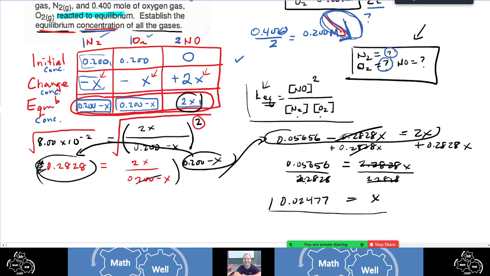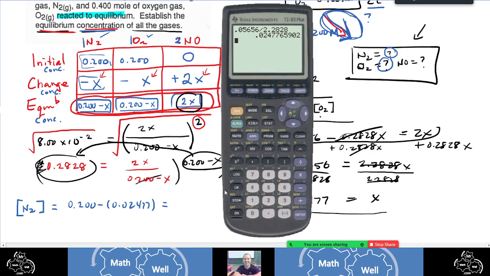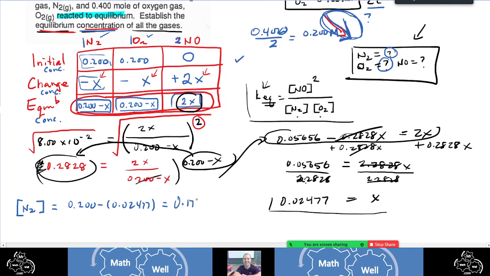So the concentration of N2 at equilibrium is going to be 0.200 minus 0.02477. That's what your actual concentration is going to be. So we found out that that little change is actually 0.02477. That gives 0.17522. That's what I'm looking for, the equilibrium concentration. Once I find those answers, that's the final answer.